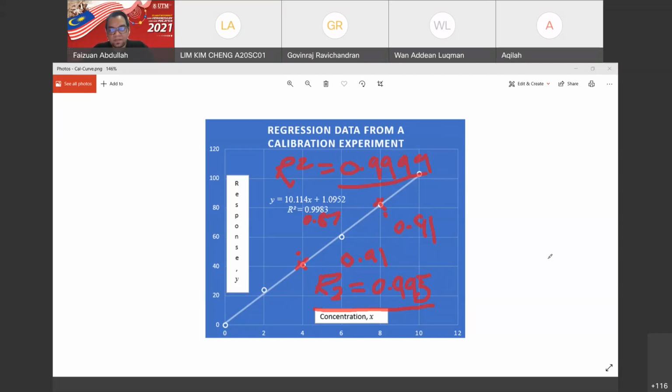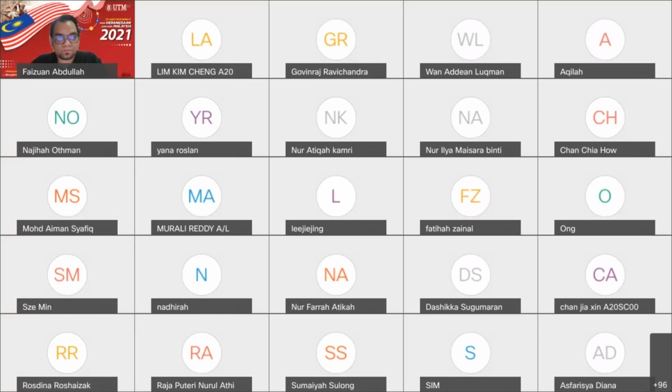And then what is the difference between the normal calibration solution and the standard addition solution, right? If you read from the manual, determination of zinc using the standard addition method, where is the difference? Okay, let me show you.